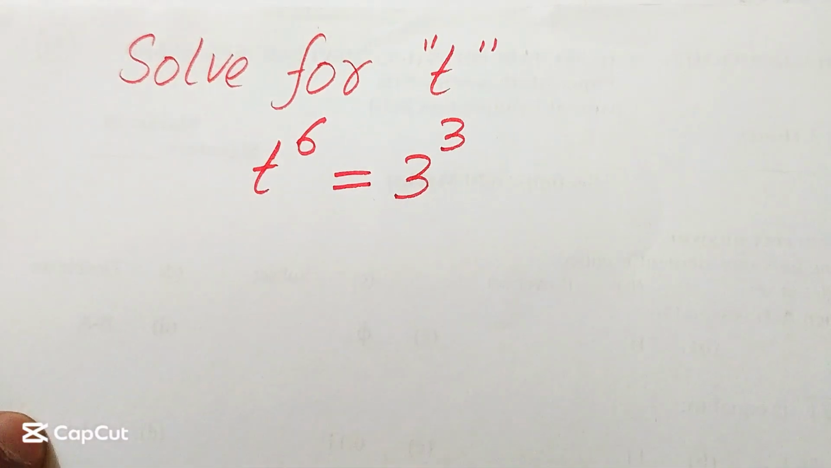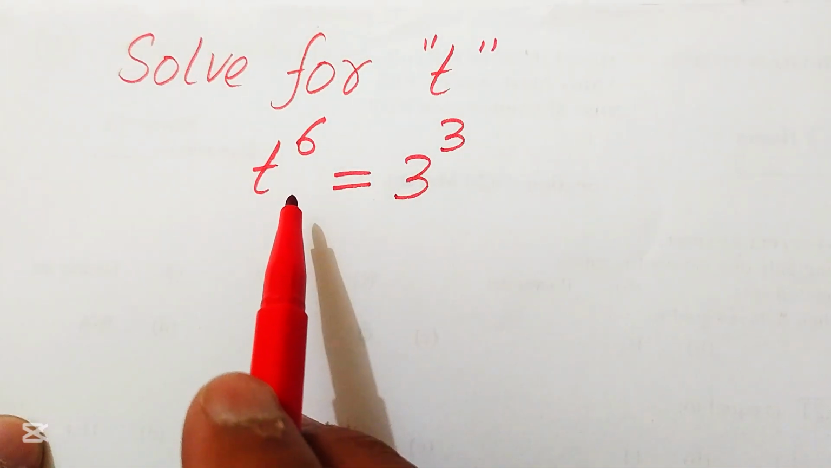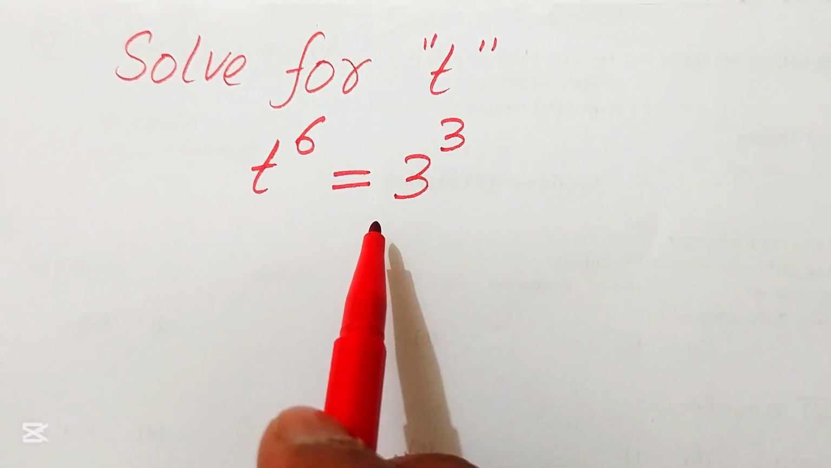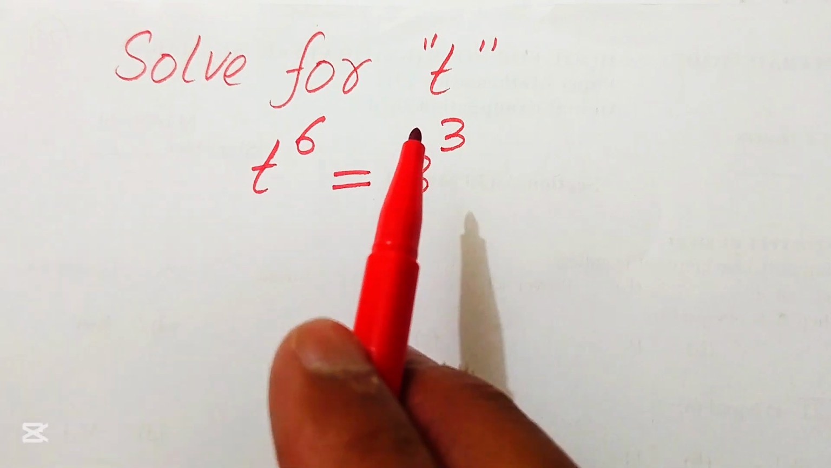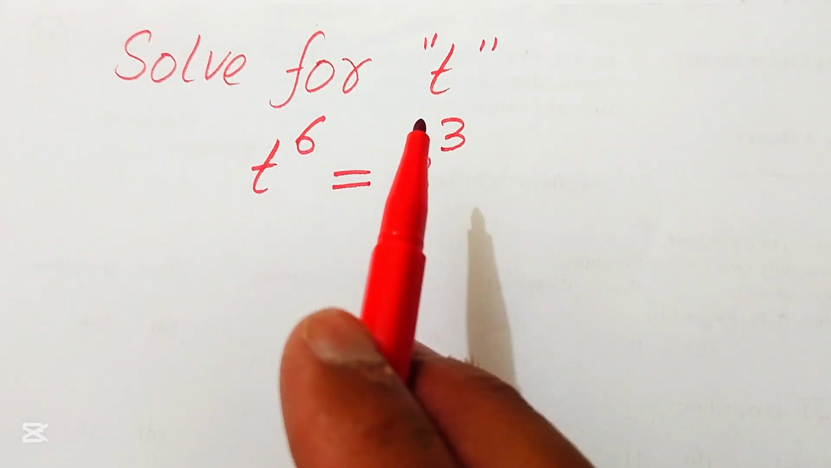Hello everyone, welcome to solve this nice math Olympiad algebra problem. So here we have t to the power of 6 equals 3 cubed, and we solve this problem for all the values of t. Okay, so here we will find all the values of t.